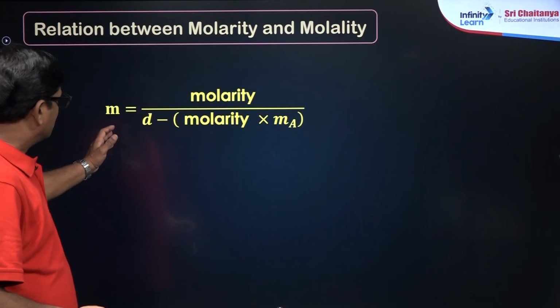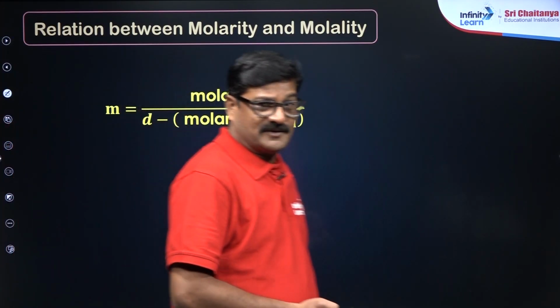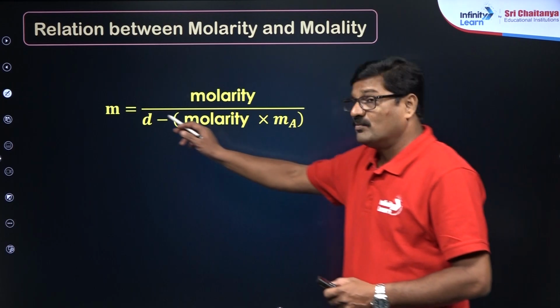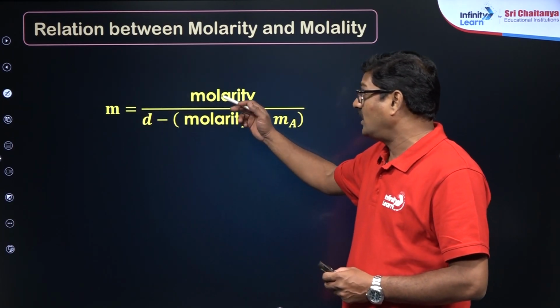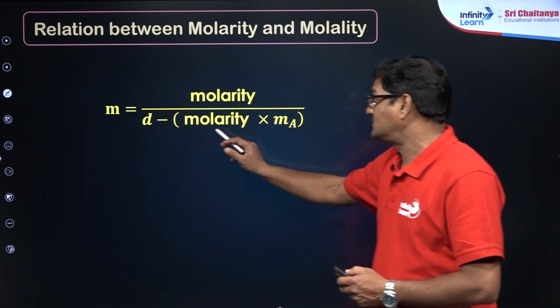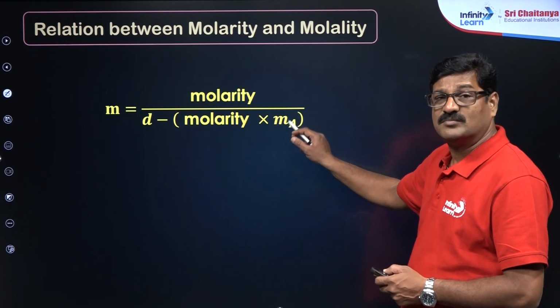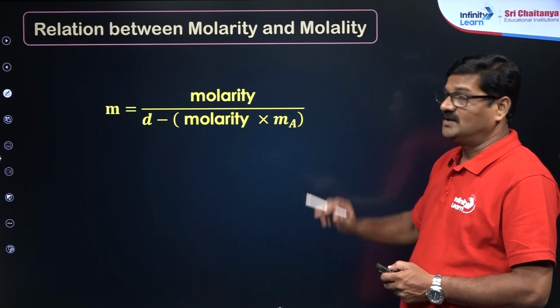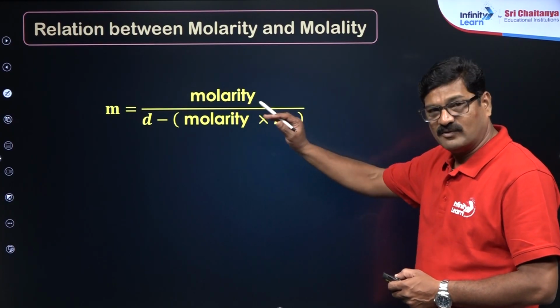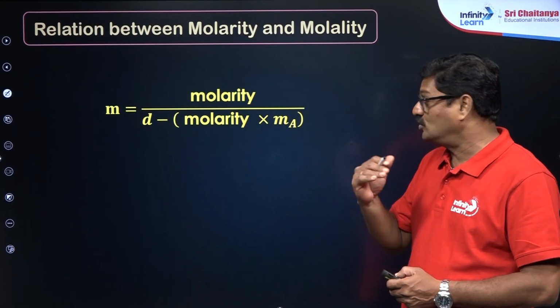And you can see the molality and molarity relation. It is also very important. Molality is equal to molarity upon density minus molarity into molecular mass of the solvent. Here, always A is the solvent and B is the solute.